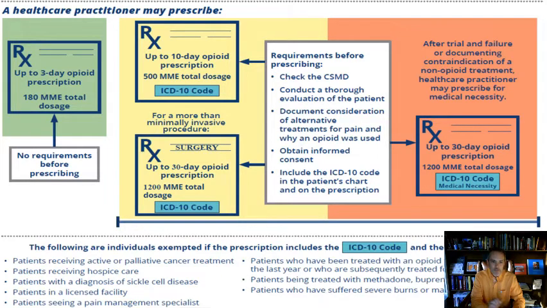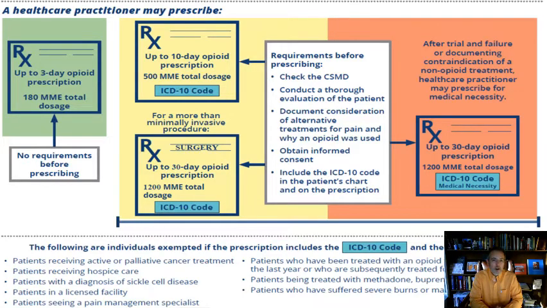So if you're going to write an opioid or controlled substance in general, please check the controlled substance monitoring database. If you get into that yellow zone, checking the CSMD is required by law. You should also be conducting a thorough evaluation of the patient, which I would assume every practitioner is doing anyways. You need to document that alternate therapies or non-opioid therapies were considered and/or tried before the opioid was written.